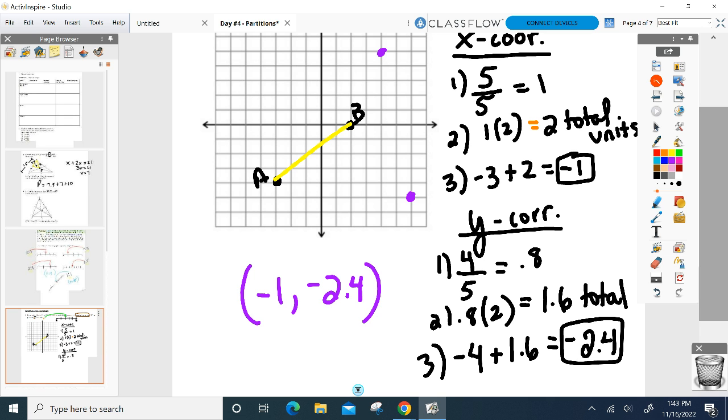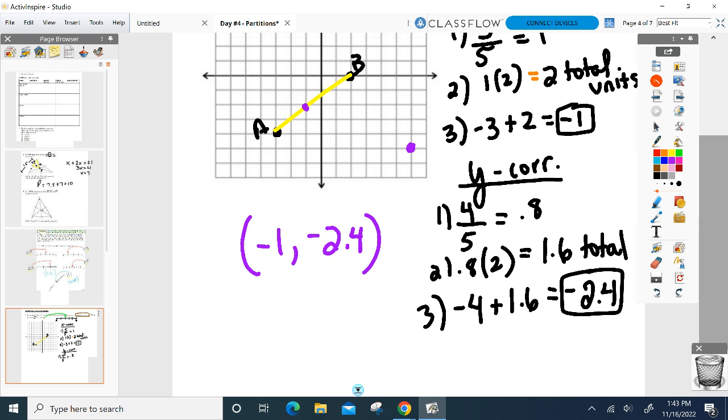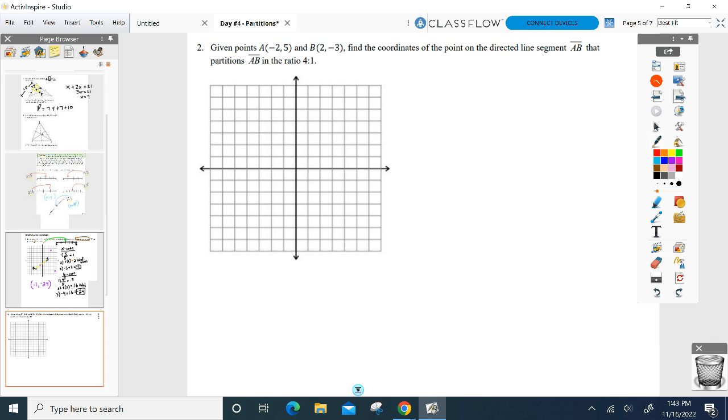So if I take a quick peek, -1 down 2.4, pretty good job. And not only that, a ratio of 2 to 3, the distance from A to that point should be a little smaller than from that point to B, because I got 2 to 3. Questions? Let's keep trucking. You are going to see a little trick, a little hiccup coming up. Make sure your partition point is on the line segment.